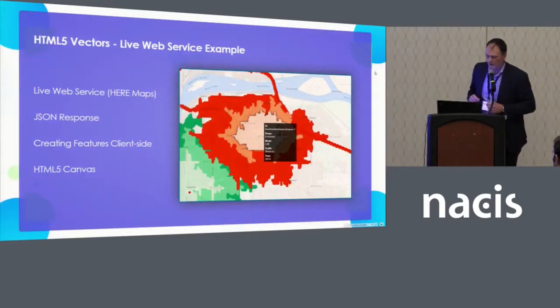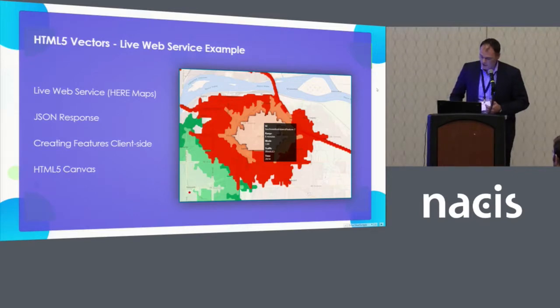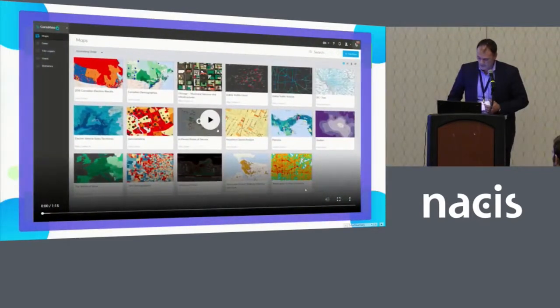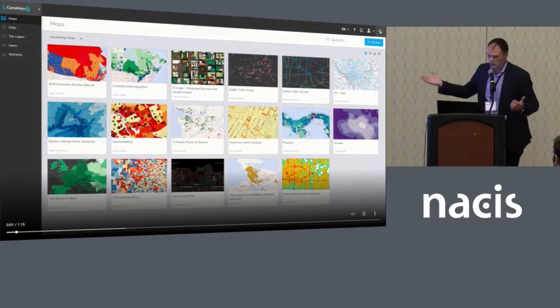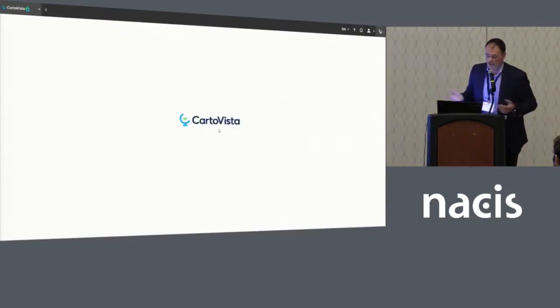So let's take a look at what we can do with vector in HTML5. And I thought I'd illustrate this with a call to a service. It's actually Here Maps, so let's take a look at what's possible. All right, I'm just going to make this full screen. Alrighty. So this is a typical example of a CartoVista project where we have a series of maps.